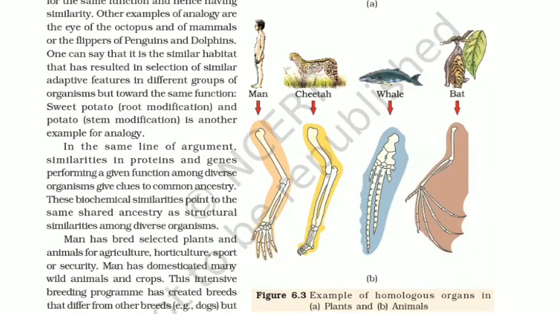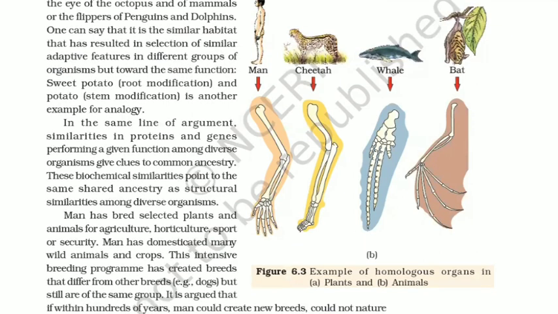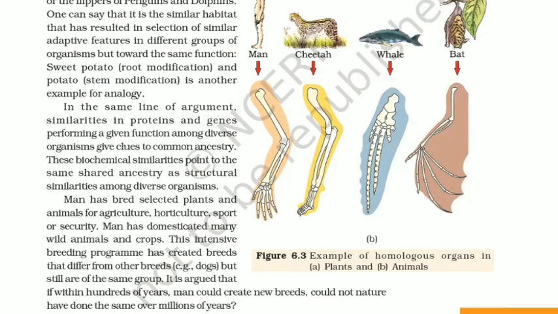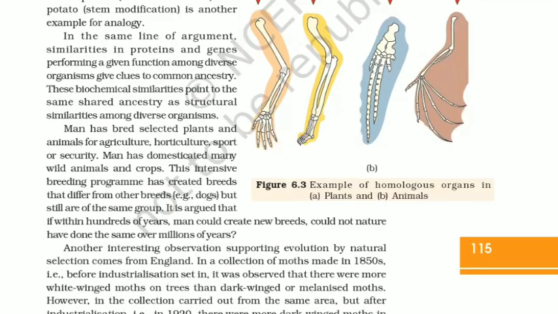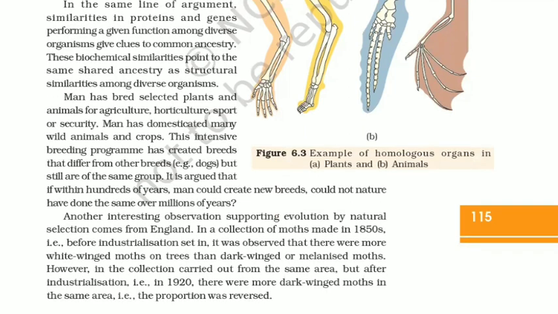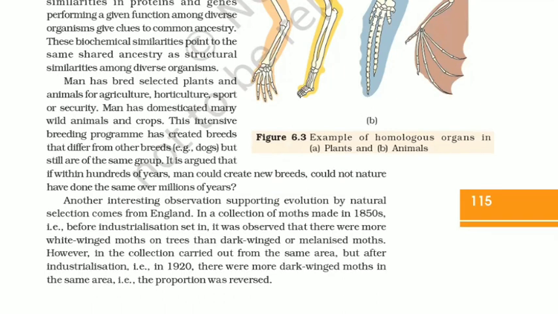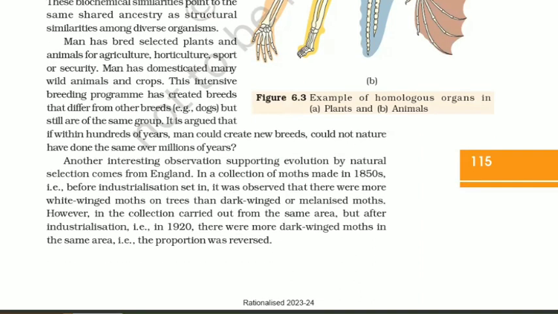One can say that it is the similar habitat that has resulted in selection of similar adaptive features in different groups of organisms, but towards the same function. Sweet potato, a root modification, and potato, a stem modification, is another example for analogy. In the same line of argument, similarities in proteins and genes performing a given function among diverse organisms give clues to common ancestry. These biochemical similarities point to the same shared ancestry as structural similarities among diverse organisms.